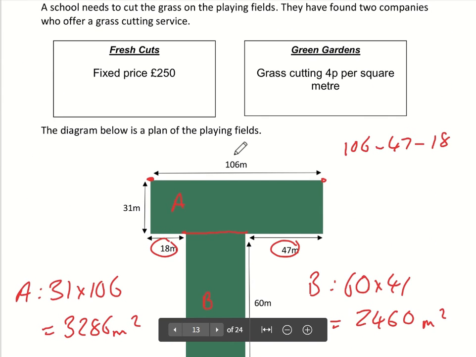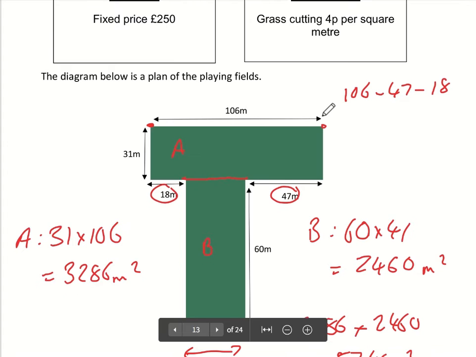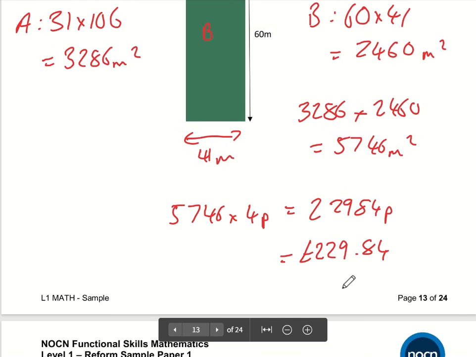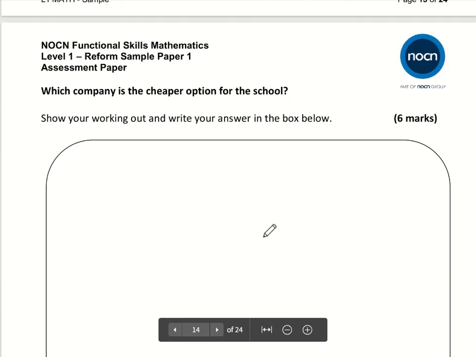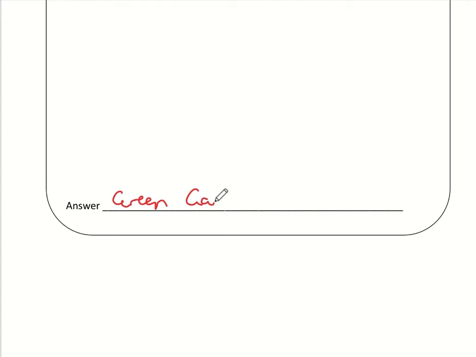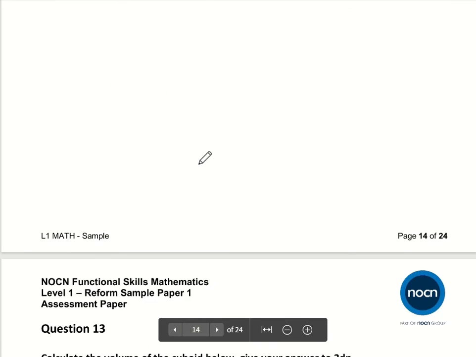Okay, so we can see that the cheaper option is actually Green Gardens. It's 250 for Fresh Cuts, whereas it's only 229.84 for the other one. So Green Gardens is the answer. All those workings should have gone in the box there, but I thought it would be a lot simpler if I just kept it close to the diagram so I wasn't scrolling up and down the whole time.